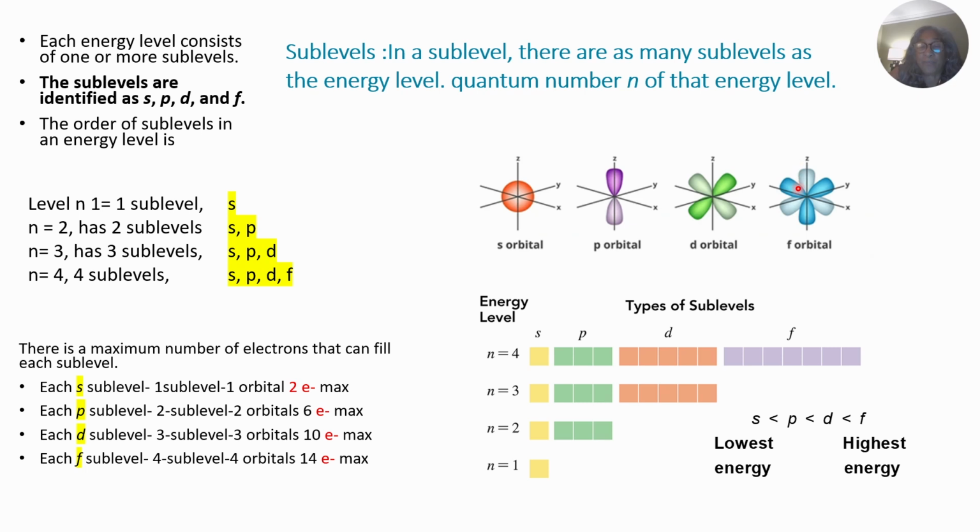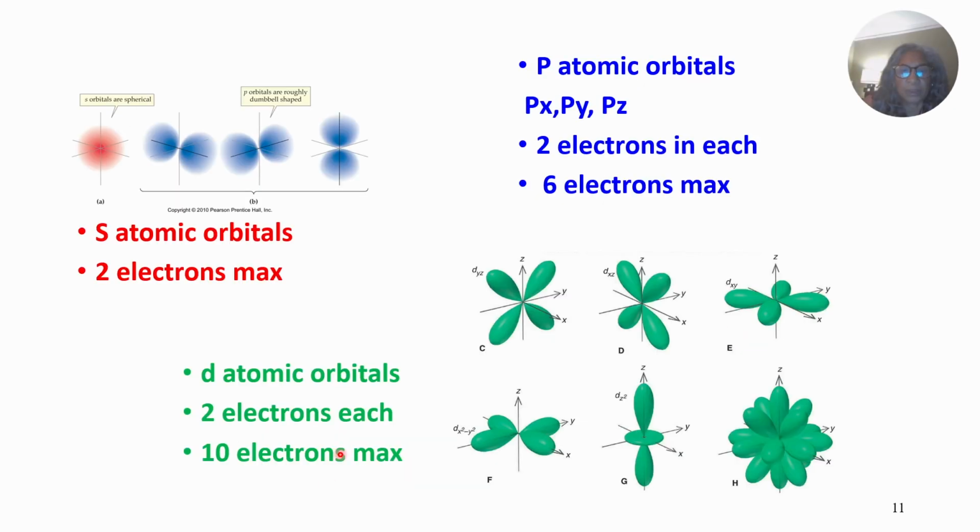energy than F. S can hold 2 electrons, P can hold 6 electrons because we have 3 different P atomic orbitals, D can hold up to 10 electrons because we have 5 D atomic orbitals, and F can hold up to 14 electrons. There is not much to discuss in this slide.